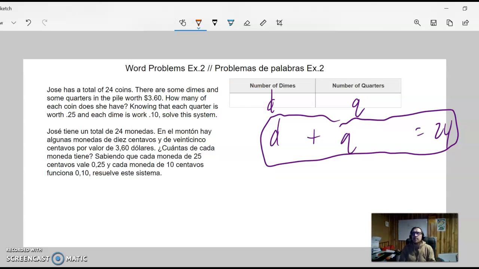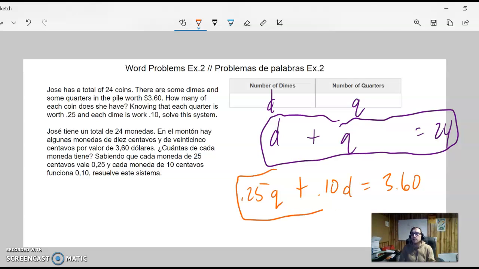Well, then how do we test our guess? Well, I know a quarter is worth 25 cents, and I know a dime is worth 10 cents. So if I multiply the number of quarters times 25 and the number of dimes times 10, I need to equal $3.60. And so I have my two equations.